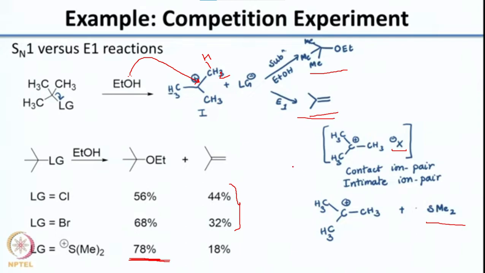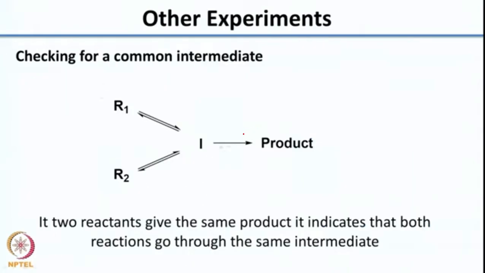So in this case what we have discussed is that with a common intermediate we get two different products, right? Now we are going to discuss a common product from two different reactants, a common intermediate with two different reactants. If two reactants give the same product, it indicates that both reactions go through the same intermediate. So we will discuss some examples here.